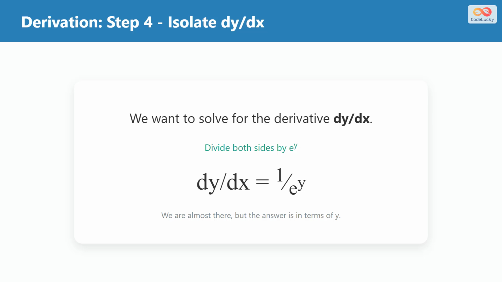Now, we have a simple algebraic equation. We want to find dy/dx, so we divide both sides by e to the y. This gives us dy/dx equals 1 over e to the y.